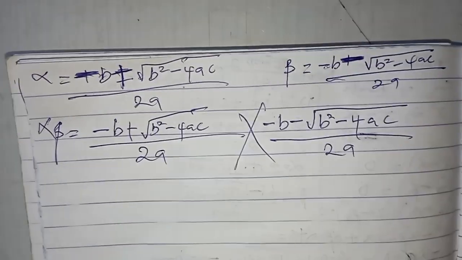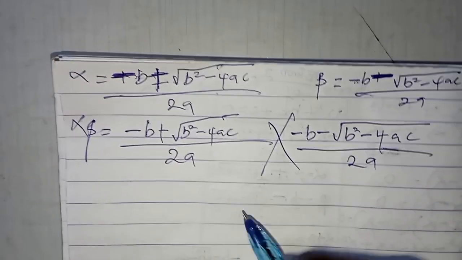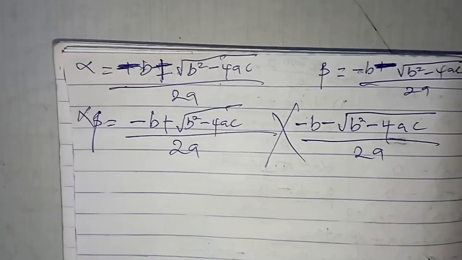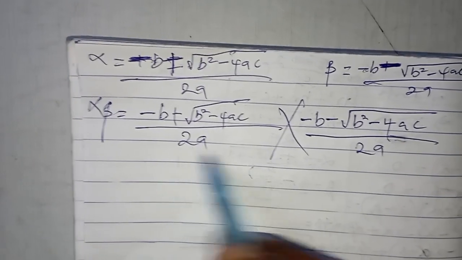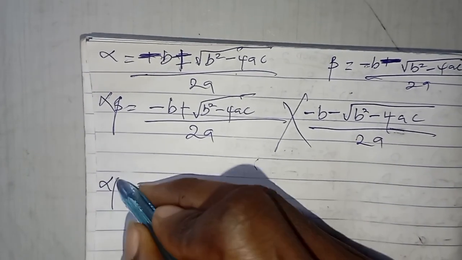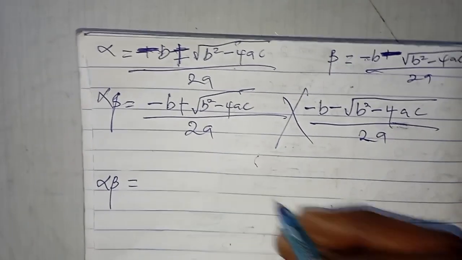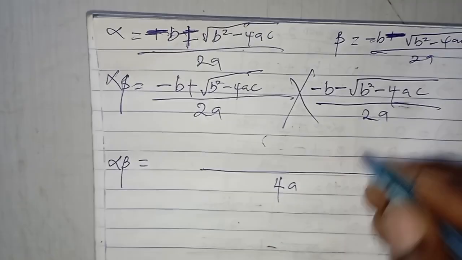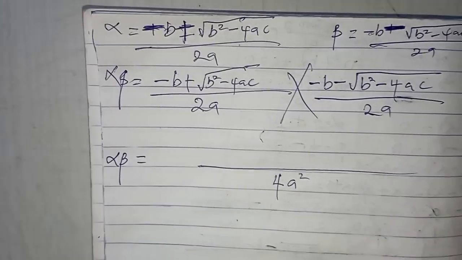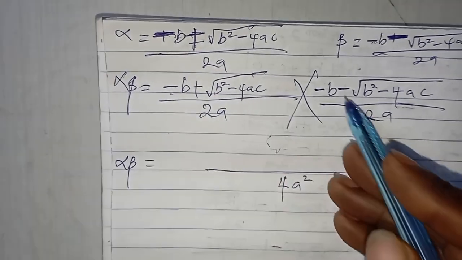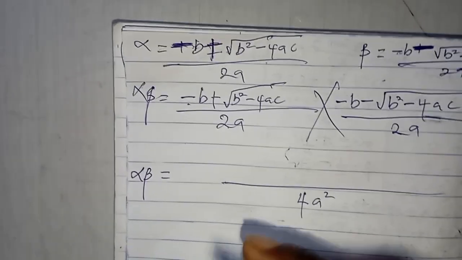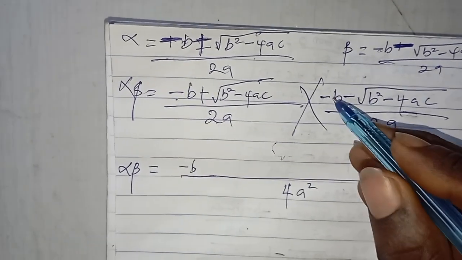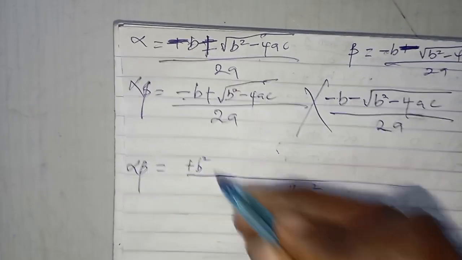So you see, the concept is something that once you start it, it's easy to visualize. So if I want to multiply these two things now, gently. So alpha beta will be equal to this and this. The denominators will be 4a, 2 times 2, 4. A times a, a square. Minus b into minus b. You know that multiplication is simply each one going into the other one. So minus b times minus b is plus b square.